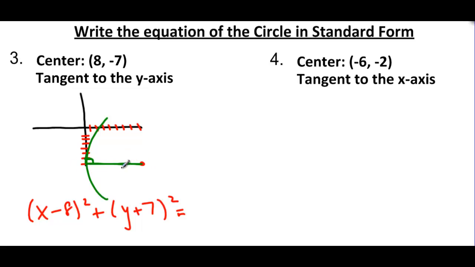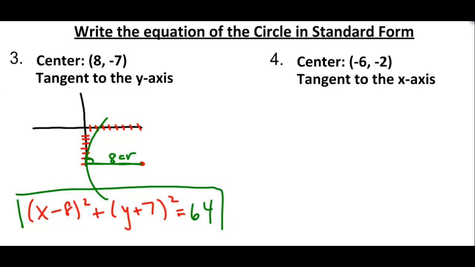And this is really easy to tell, the distance, this horizontal distance. So if this is at (8, −7), and I want to go all the way back to the y-axis, this is a length of 8, which means my radius is 8. Well, if the radius is 8, r squared is 64. And that's all you need to do.